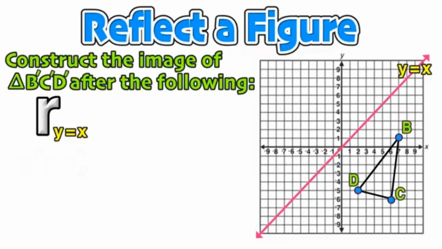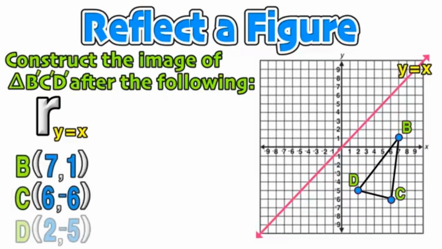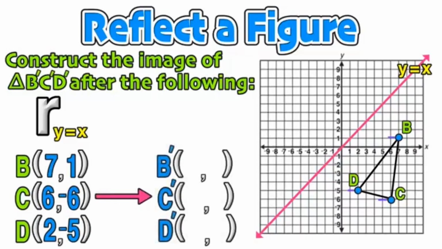We can start by writing down the coordinates of the vertices of triangle BCD. We could start by counting on a horizontal path how many units each point is away from the line of symmetry. We see that B is 6 units away, D is 7 units away, and C is 12 units away. Now, since y equals x is a vertical line equation, when we count on the other side of the line of symmetry, we're going to move vertically.